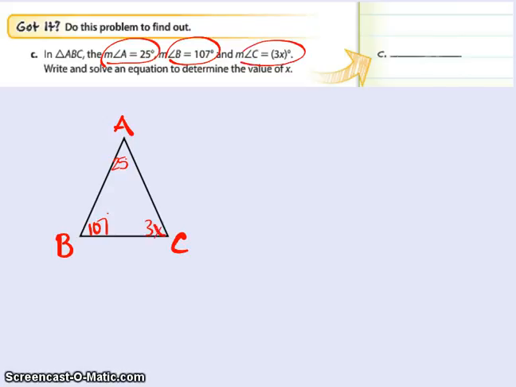So now that we've done that, all I have to do is write an equation. So I know that all three of these angles are going to equal 180 degrees.